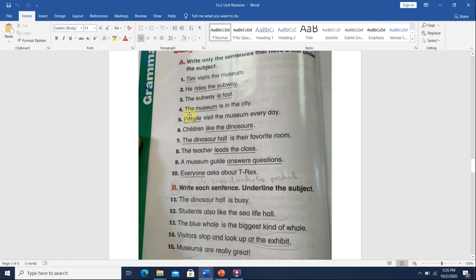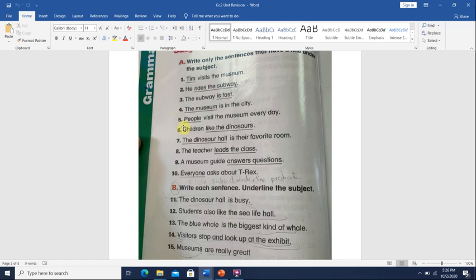Number 4, the museum is in the city. Who is the sentence about, or what is the sentence about? It's about the museum. Yes, it underlined the subject. Correct. We will write number 4. Number 5, people visit the museum every day.